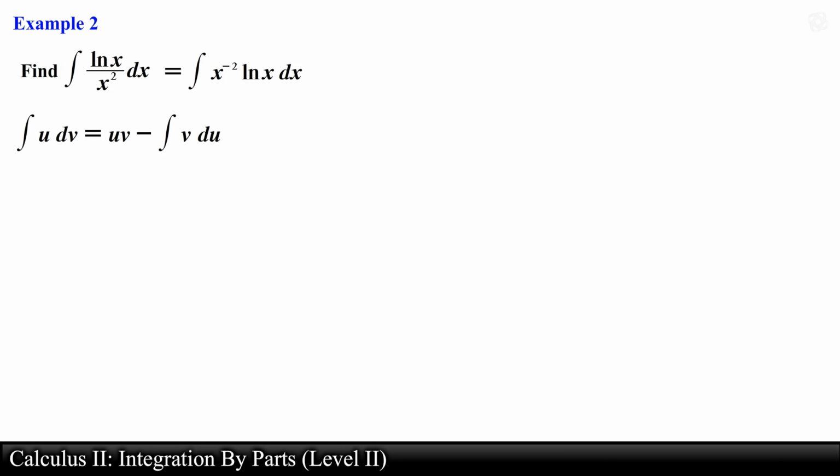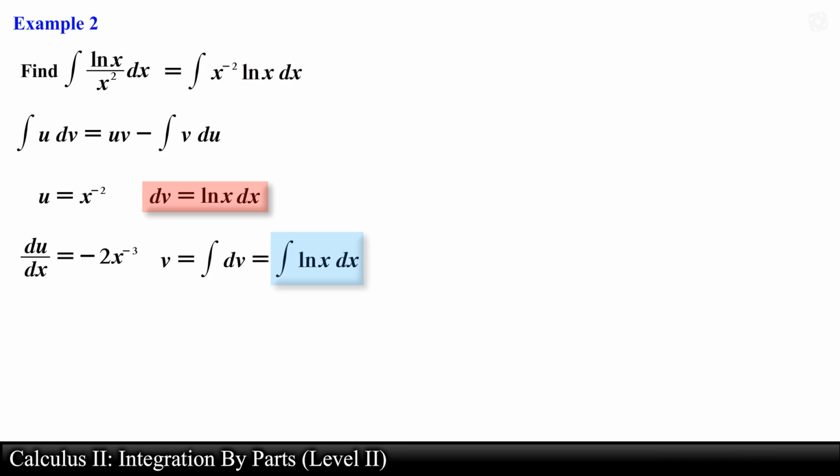So the first step is to assign a function for u and one for dv. Remember, we want u to be a function that becomes simpler when we differentiate it, and we want dv to be a function that can be readily integrated. If we assign u to be equal to x to the negative 2 and take the derivative, notice that we actually end up with a higher power rational function. Likewise, if we assign the natural log of x as our dv, we would have to take the integral of the natural logarithm, which at this point we have no idea how to find. So these particular choices of u and dv will not work.